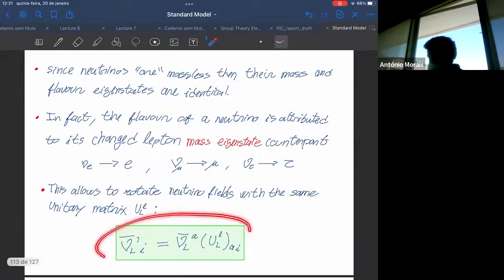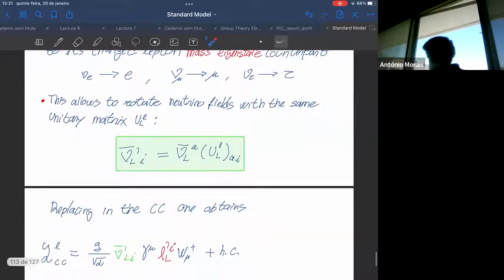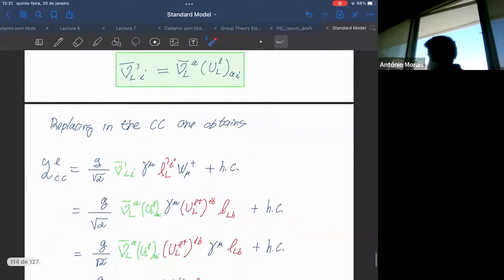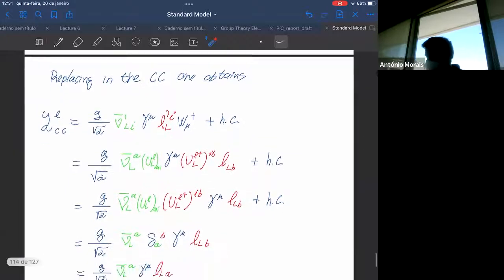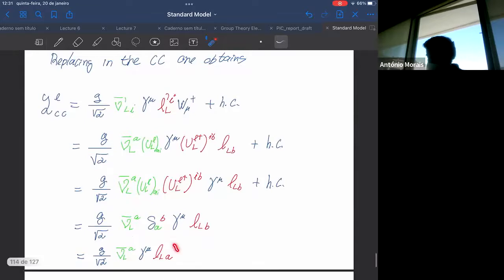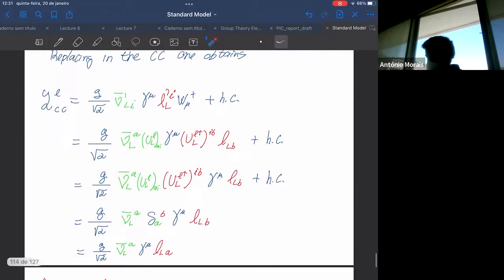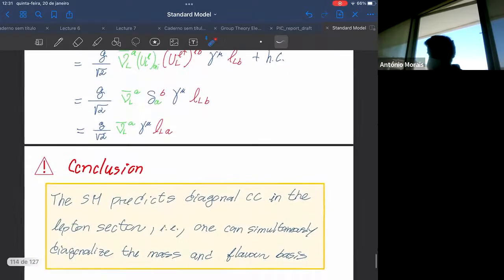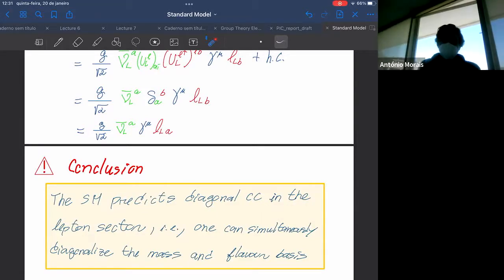So therefore, doing this rotation and replacing in the charged interactions, we have the same rotation here. This is identity, and in the standard model, the CKM-like matrix is simply delta. So charged currents in the standard model are also predicted to be absolutely diagonal. So there is no flavour mixing in the lepton sector as a prediction of the standard model. The conclusion is that the standard model predicts diagonal charged currents in the lepton sector, which means that we can simultaneously diagonalize both the mass and flavour basis.